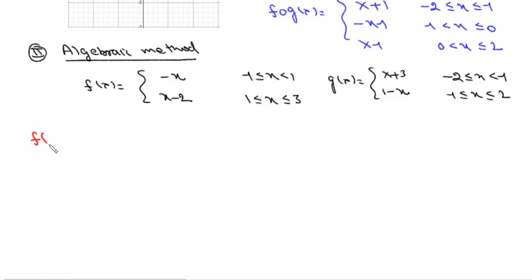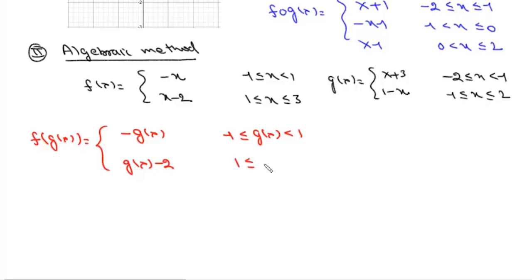Now again we'll find f of g(x). So we'll write f of g(x). Now in this definition we'll replace x with g(x). So it'll be minus g(x) when g(x) lies between minus 1 and 1, and it'll be g(x) minus 2 when g(x) lies between 1 and 3. So, for this f of g(x), we have defined everything in terms of g(x). Now, this g(x) itself has two definitions, x plus 3 and 1 minus x. So, what we'll do is, now we'll expand it in four parts using the definition of g(x).